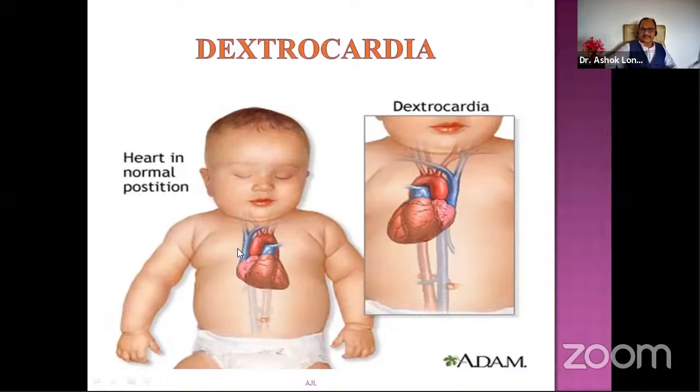The vasculature is normal, but it is said that when the heart is on the dexter side, many other structures which are on the left side may develop on the opposite side. That means if the spleen is on the left side, it may be on the right side, similar to the liver also.